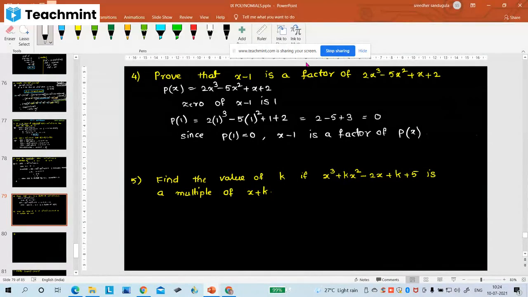Then the fifth one, let us see here. Then all together, at a time you can copy both.